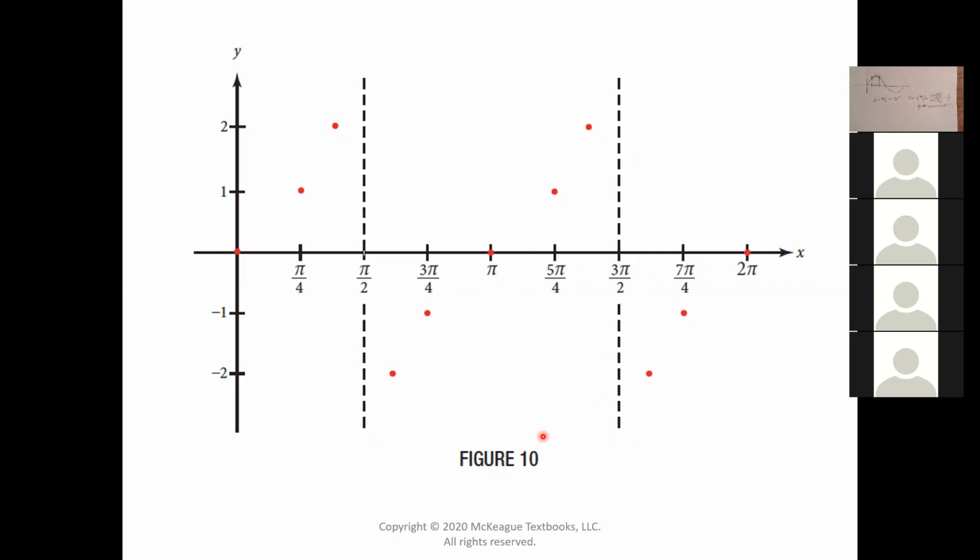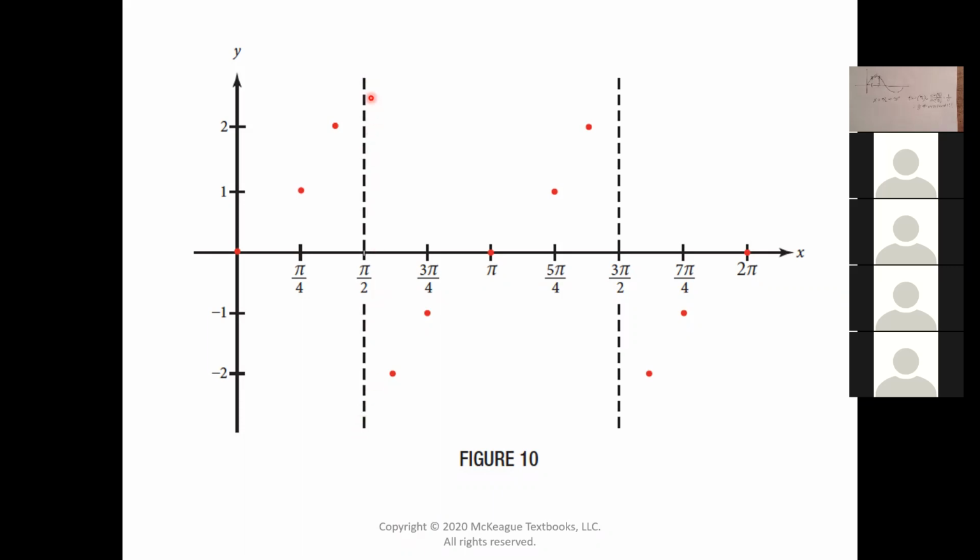Plotting the other points in that table that we developed, you can see that the points are plotted this way. Notice you don't have any points that lie on these vertical dashed lines because, remember, the tangent is undefined for pi halves and 3 pi halves, so you will not have any output value from the tangent function when you put pi halves or 3 pi halves into it. That's why you don't see any red points on the vertical dashed lines. We're going to discover that these vertical dashed lines are called vertical asymptotes to the graph of the tangent function.